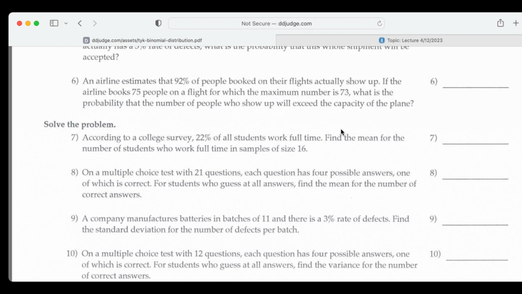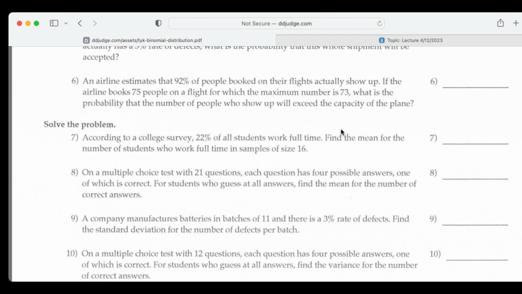Oh, did you work in spring break? Anybody here work full time? Maybe. Some people work full time. I was a full-time student. Sometimes you have to work. You have to work full time.